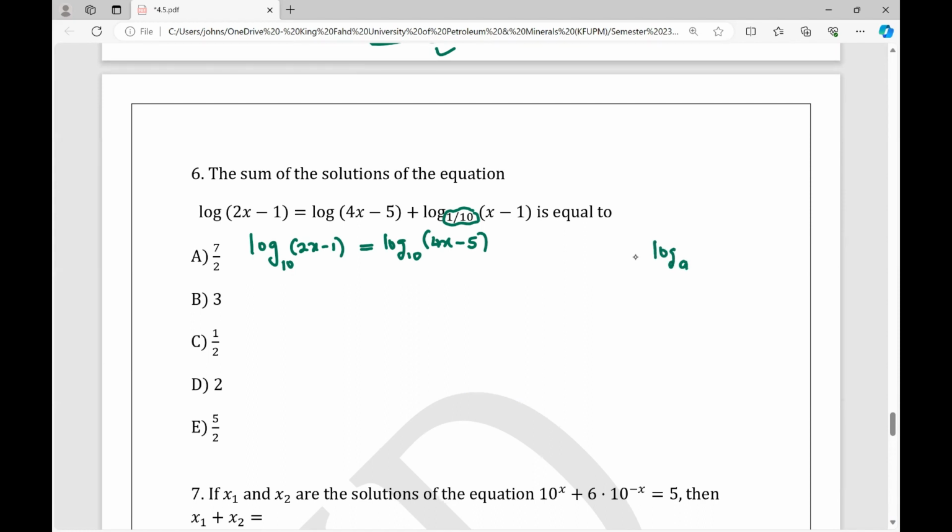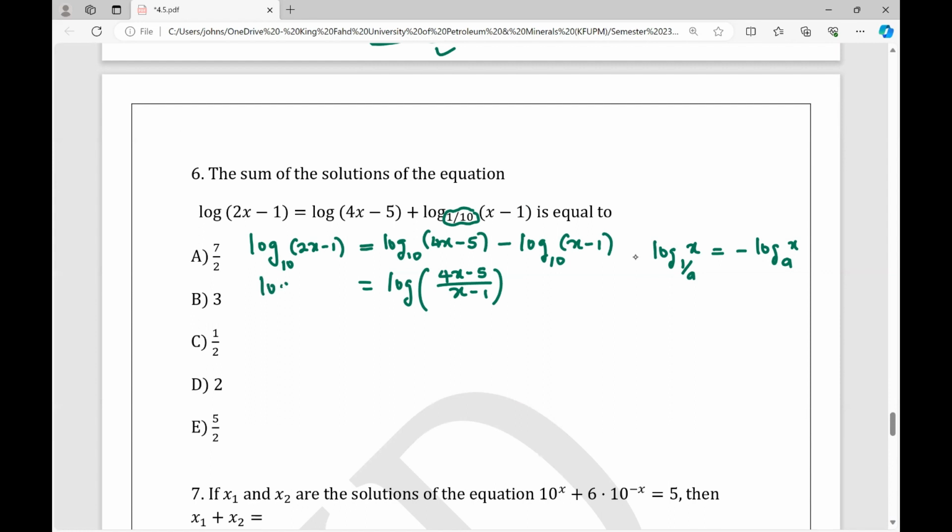So 1 over 10, we will use this property. I think we already saw this property: 1 over a^x is nothing but minus log a of x. So it means we can change this to 10, but here has to become minus. So we have minus log of 10. Then we still have x minus 1. Now we can change this to division so that you have 4x minus 5 over x minus 1. We're just changing this minus to division.